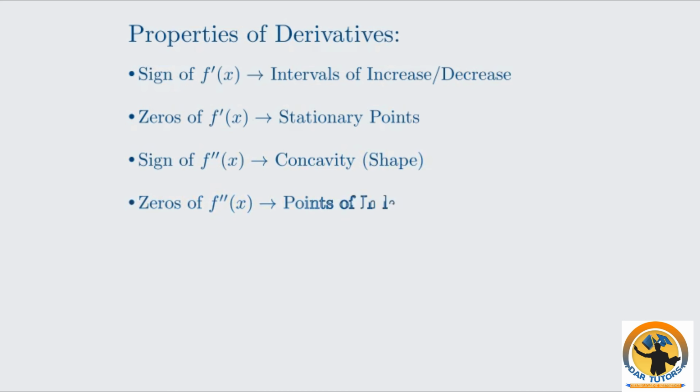A point of inflection is a point where the concavity of the function changes, from concave up to concave down, or vice versa. It's crucial to check that the sign of f double prime of x actually changes at that point. Let's apply these concepts to a specific example.